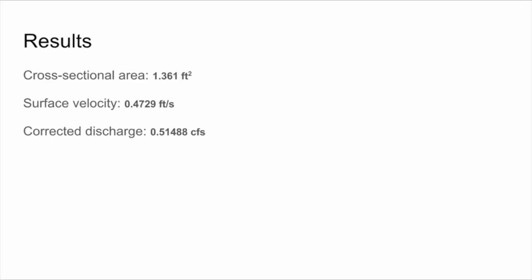Having finished lab calculations, you will now have a cross-sectional area, a surface velocity, and a corrected discharge. These data will give a better understanding of the stream site.